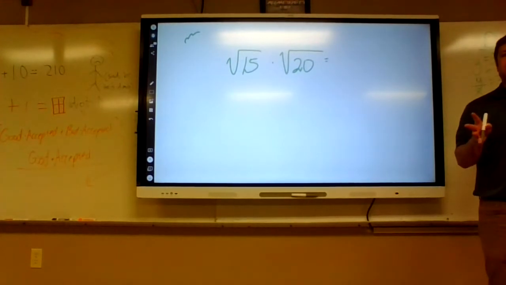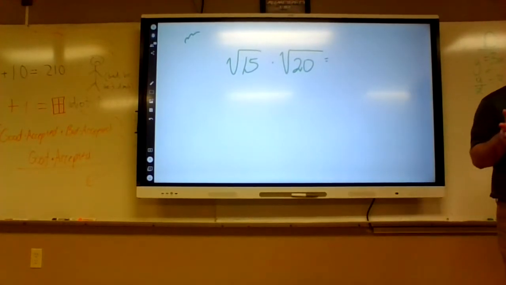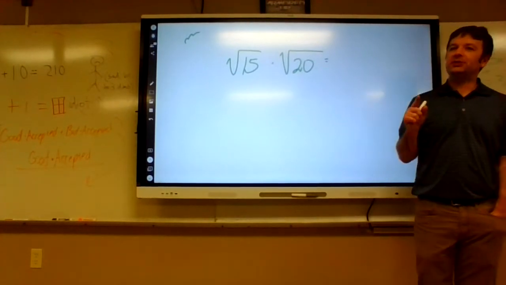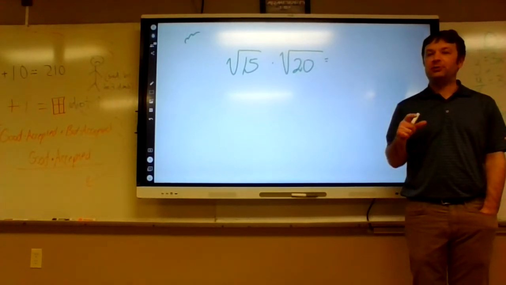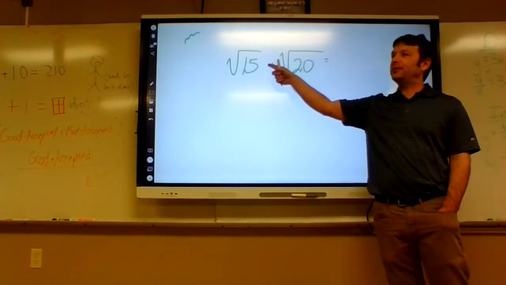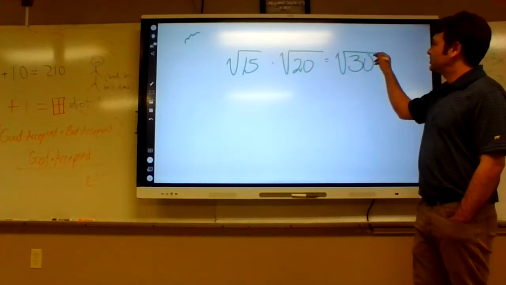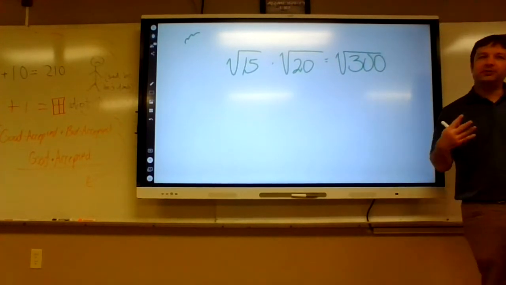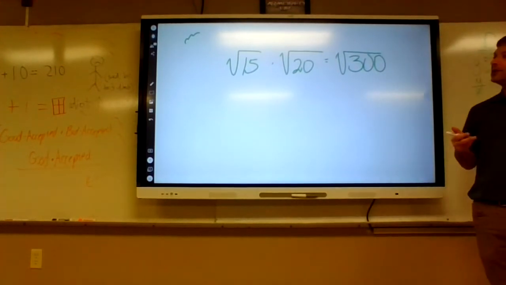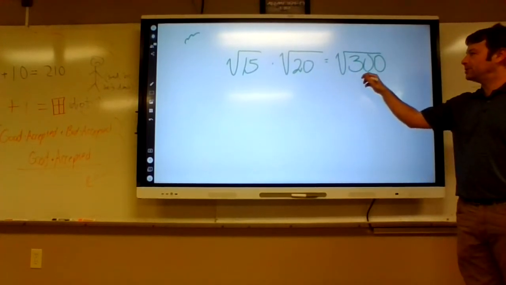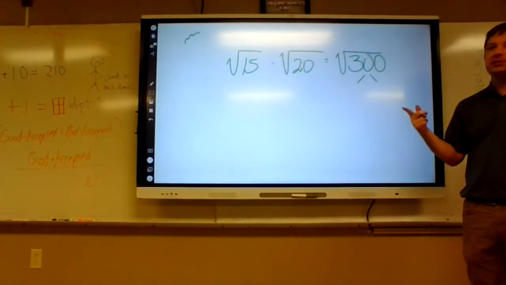Okay. So there's two ways you can do this without a calculator. One of them is, just like normal numbers can multiply together, square roots can multiply together. So square root of 15 times square root of 20 is square root of 300, because 15 times 20 is 300. And then you can do a tree just like we did on the other thing.